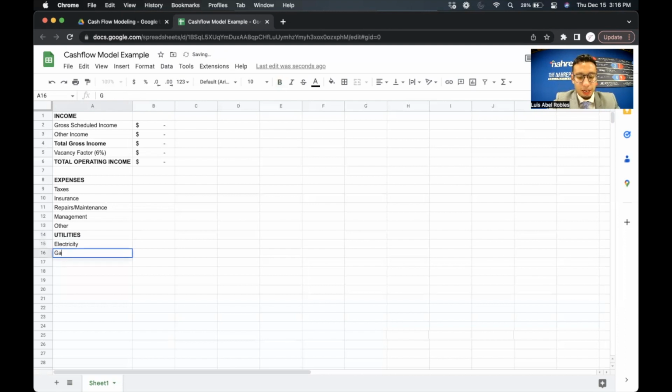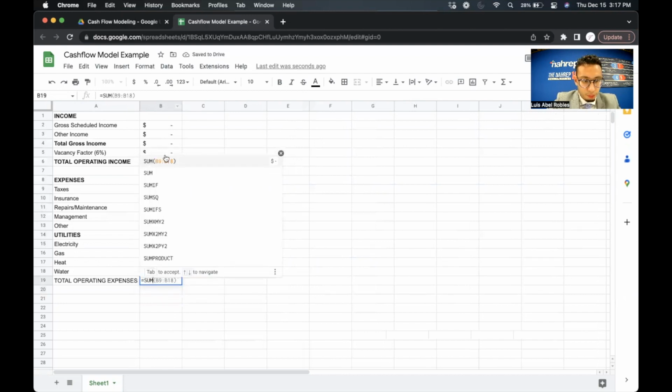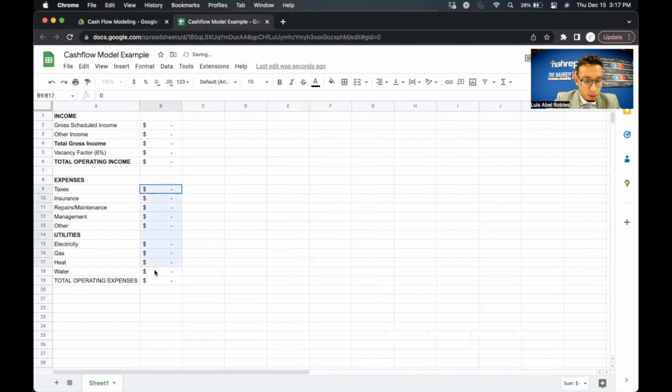Utilities is going to be electricity, gas, heat, water. Then we're going to write total operating expenses, which is going to be all these. Yep. Let's bold that one.